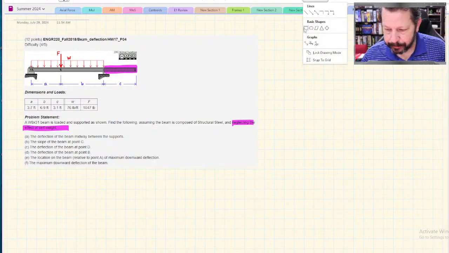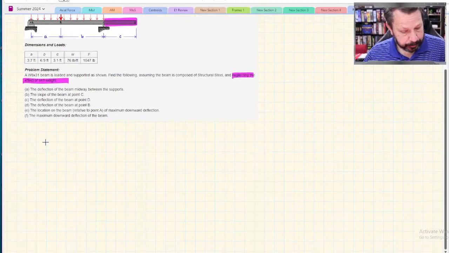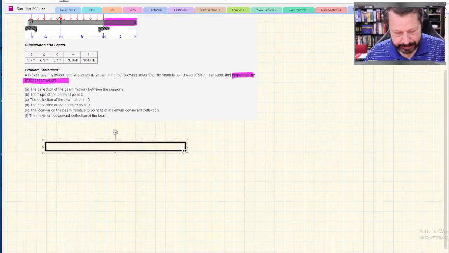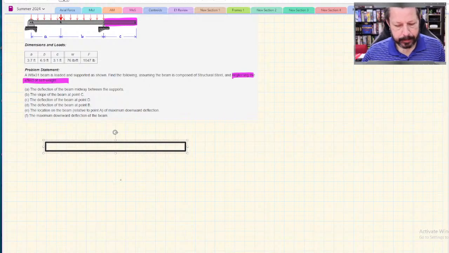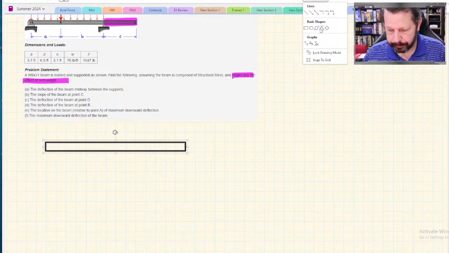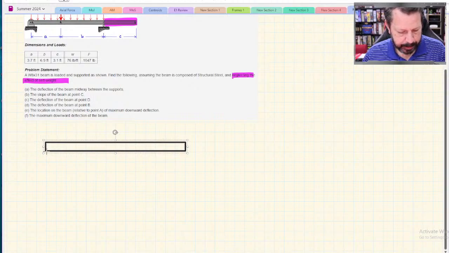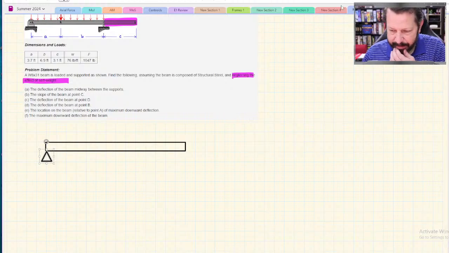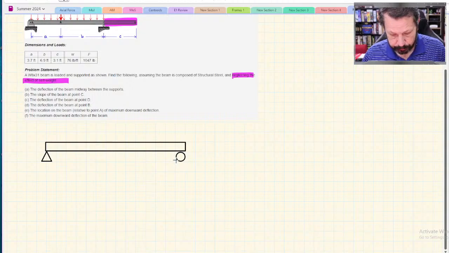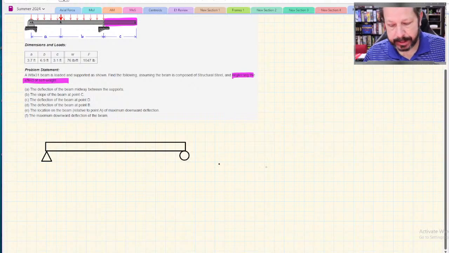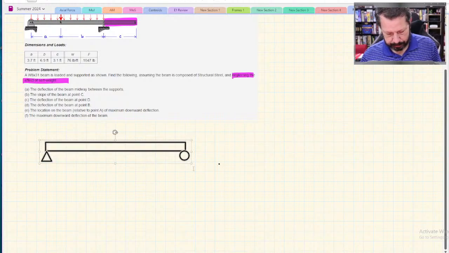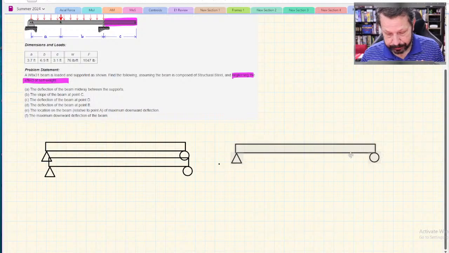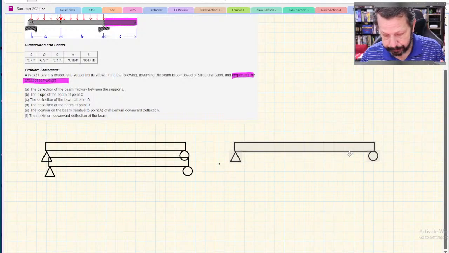Let's draw. We're going to have to do superposition, so let's just do side-by-side beams here. This is going to be my pin on this end, and I'll have the roller on the other end. Make it a round roller. And I'm going to ignore the cantilever because it's not doing anything as far as what I'm interested in for this particular part of the problem.